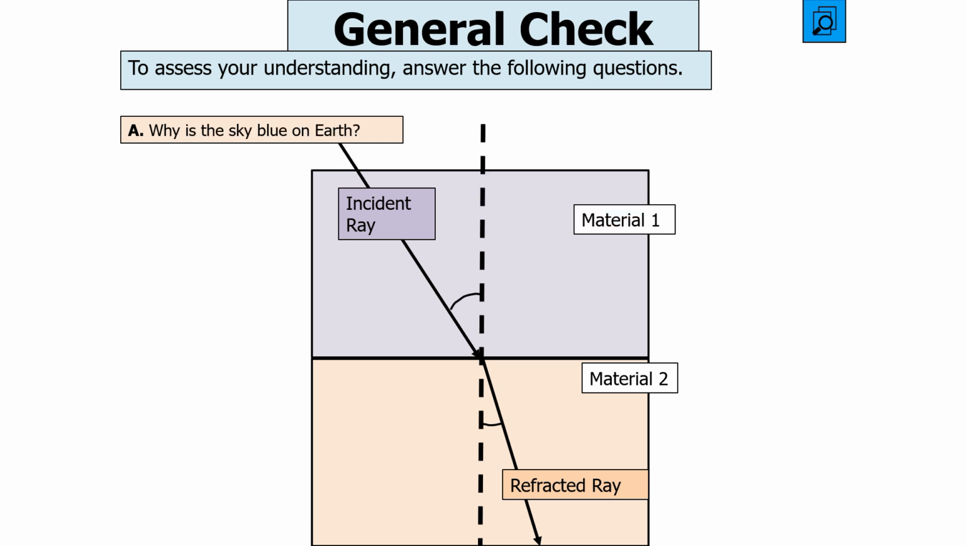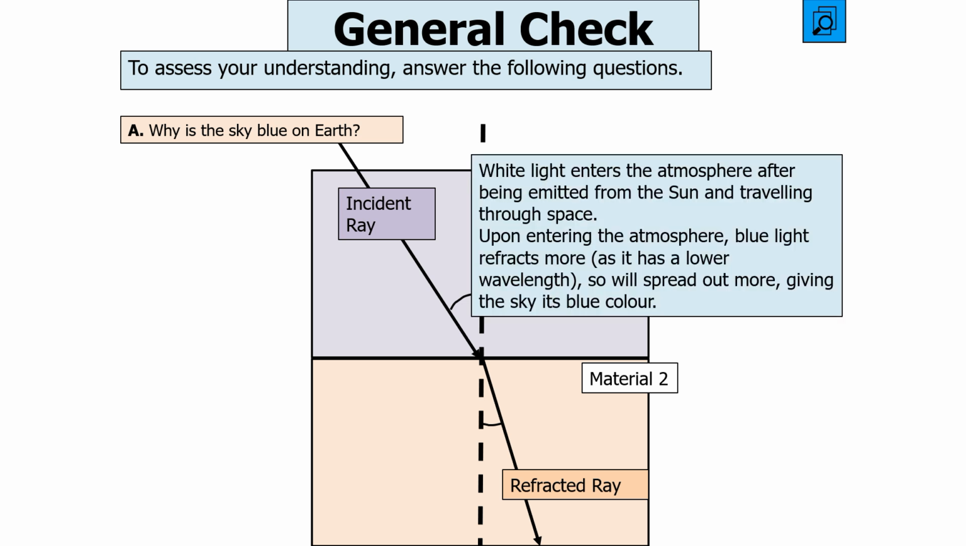Pause the video now, then unpause the video when you want to go through your answer. Well, white light enters the atmosphere after being emitted from the sun and travelling through space. Upon entering the atmosphere, blue light refracts more as it has a lower wavelength, so will spread out more, giving the sky its blue colour.